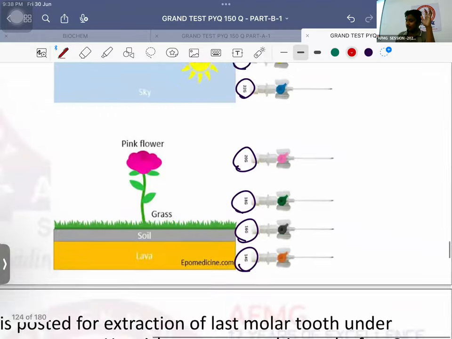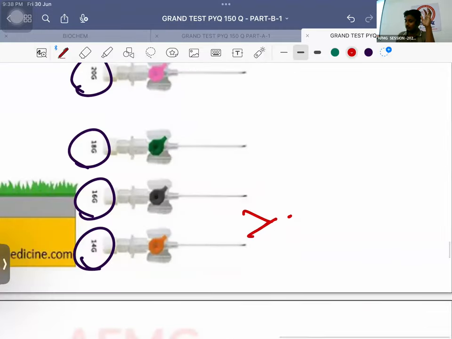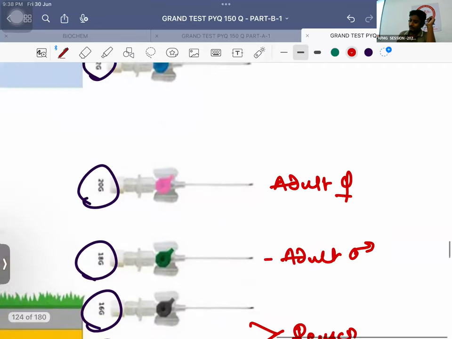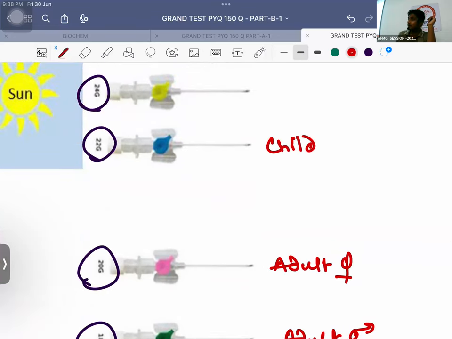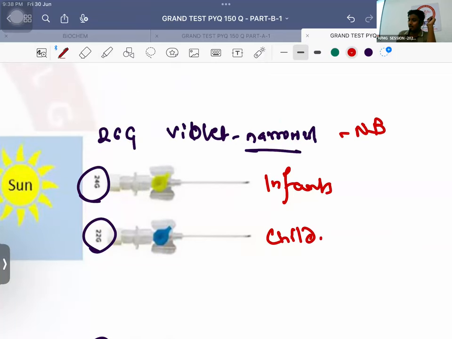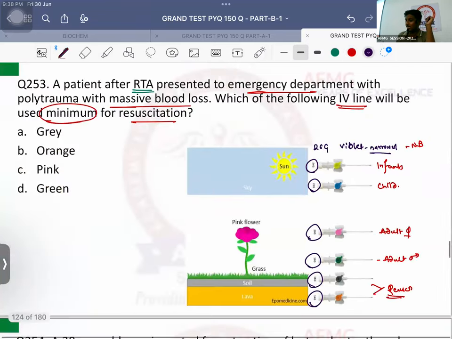In cases of resuscitation, we have to use orange or gray, that is 14 or 16 gauge. Okay, in adult male, we have to use green. Adult female, we have to use pink. Then in child, we have to use blue. In infants, we have to use yellow. And in neonates, we have to use violet. Important is, now answer the question.